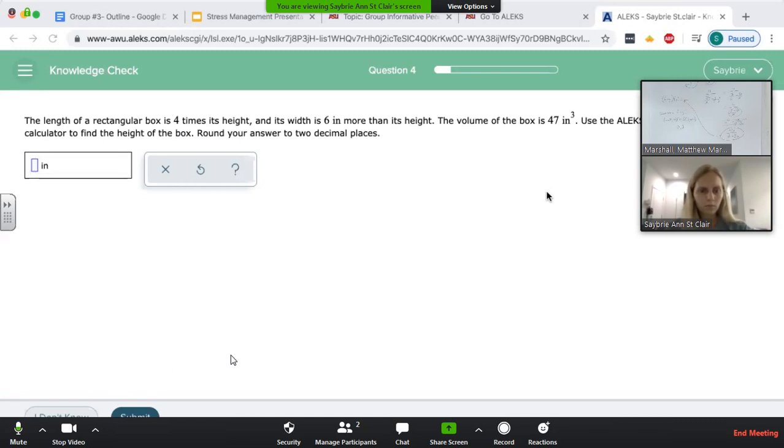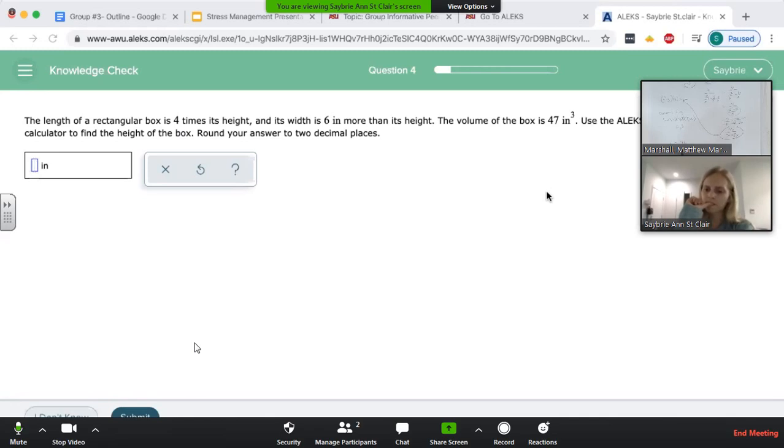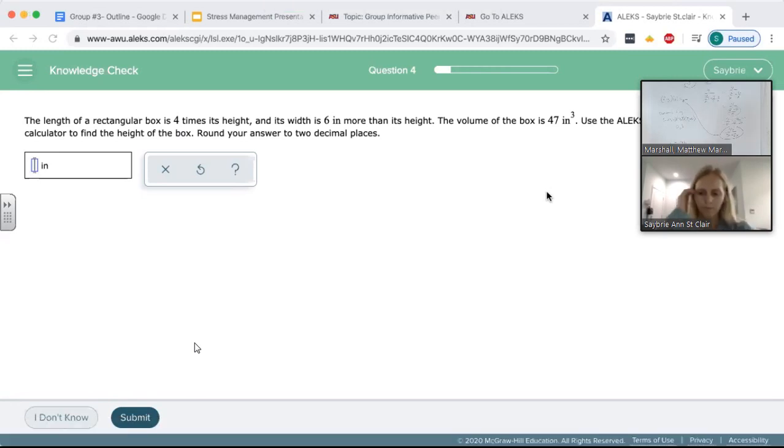Here we go. So we got length. The rectangular box is 4 times its height. So the length equals 4 times the height. The width is 6 more than the height. So the height plus 6. The volume equals 47. Alright, I think I got what I need.